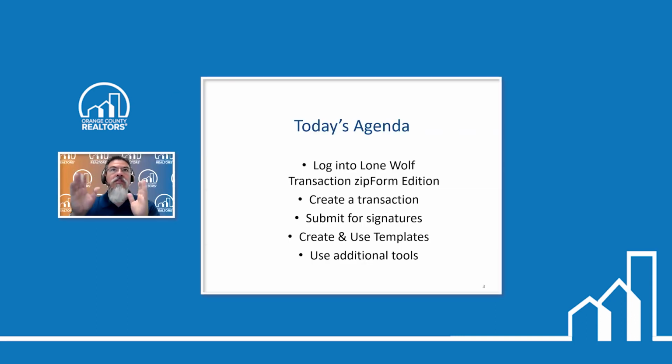Before, it was called Zipforms Plus, the online version, and Zipforms Standard, the desktop version. The desktop version will eventually be going away, and it'll just be an online version. So for any of you that are using Zipforms Standard, you may want to start looking at going on to the Lone Wolf Zipform Edition, the online version, because the great majority of the topics that we cover and the great majority of the materials that we provide on our website for learning how to use Zipforms is based on the online version.